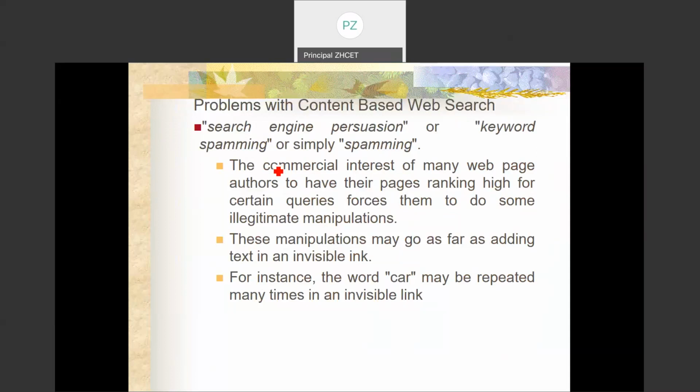So should they be the ultimate techniques? No. There are a couple of very crucial problems with content-based web search. First of them is search engine persuasion, which is called keyword spamming or simply spamming. Spamming, we all know, email spam is unwanted email. Similarly, when we have unwanted keywords, that becomes keyword spamming.